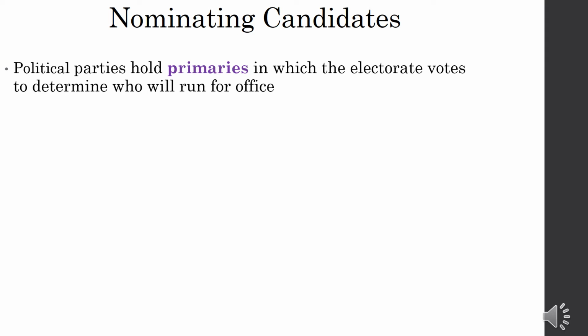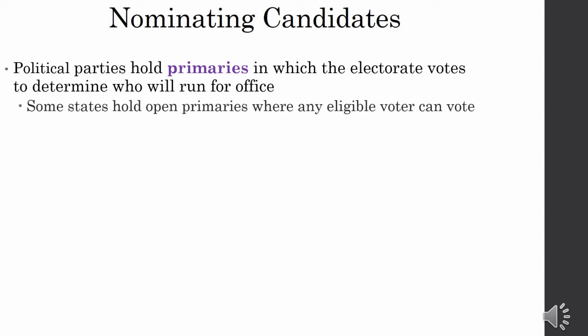We might have 4 people in the Republican Party and 4 people in the Democratic Party who all want to run to see who will be that congressperson, and these political parties hold their own elections to figure out who will actually represent the party during the general election. But it gets interesting. Some states hold open primaries where any eligible voter can vote. Vote today, Virginia. As a Virginia voter, I can walk into a primary. I have to select either the Republican or the Democratic primary, and I have a right to vote in that primary. I do not have to be a member of the political party in the primary that I am voting for.